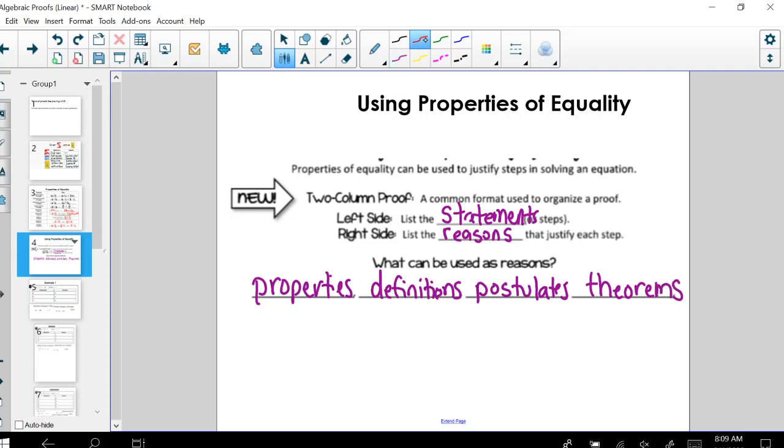The only other thing that you're going to see on a right-hand side that's not a property, definition, postulate, or theorem would be the things that are given to you. If the question tells you that something is true, then you use that in your statement.